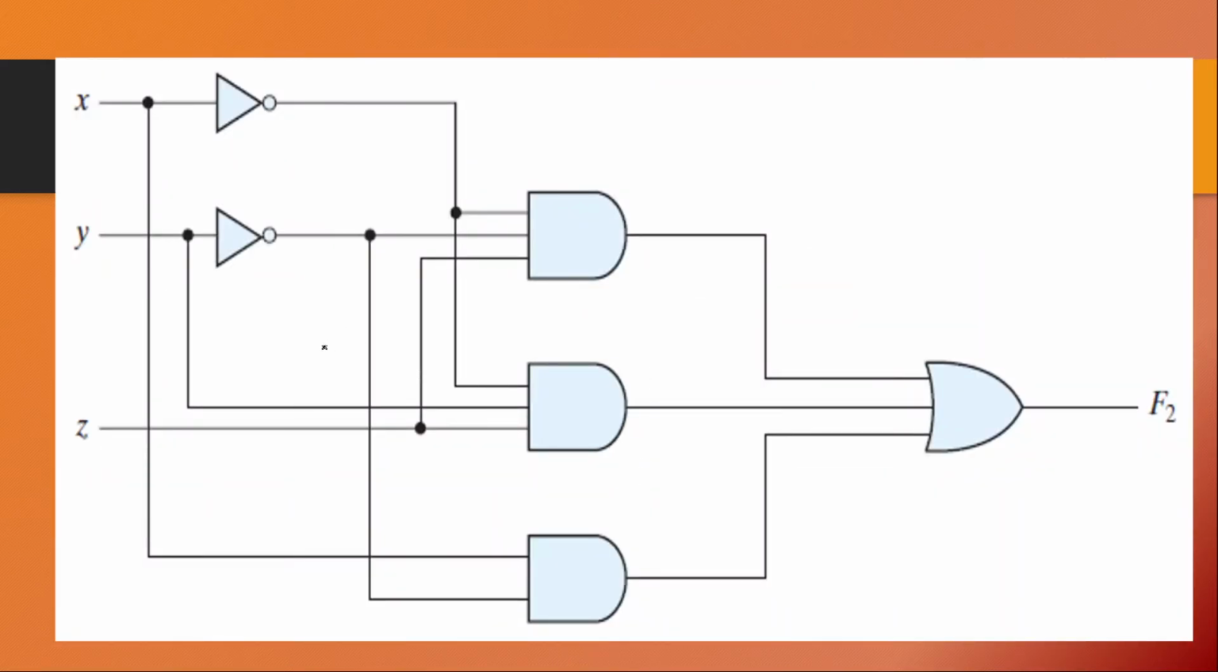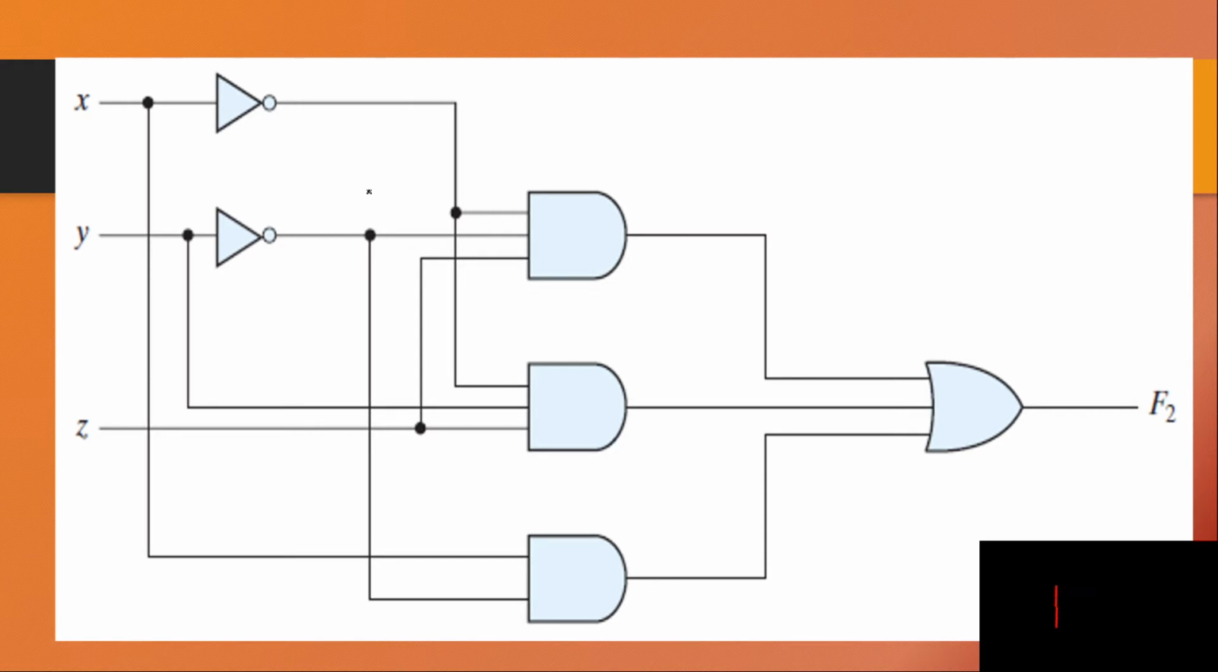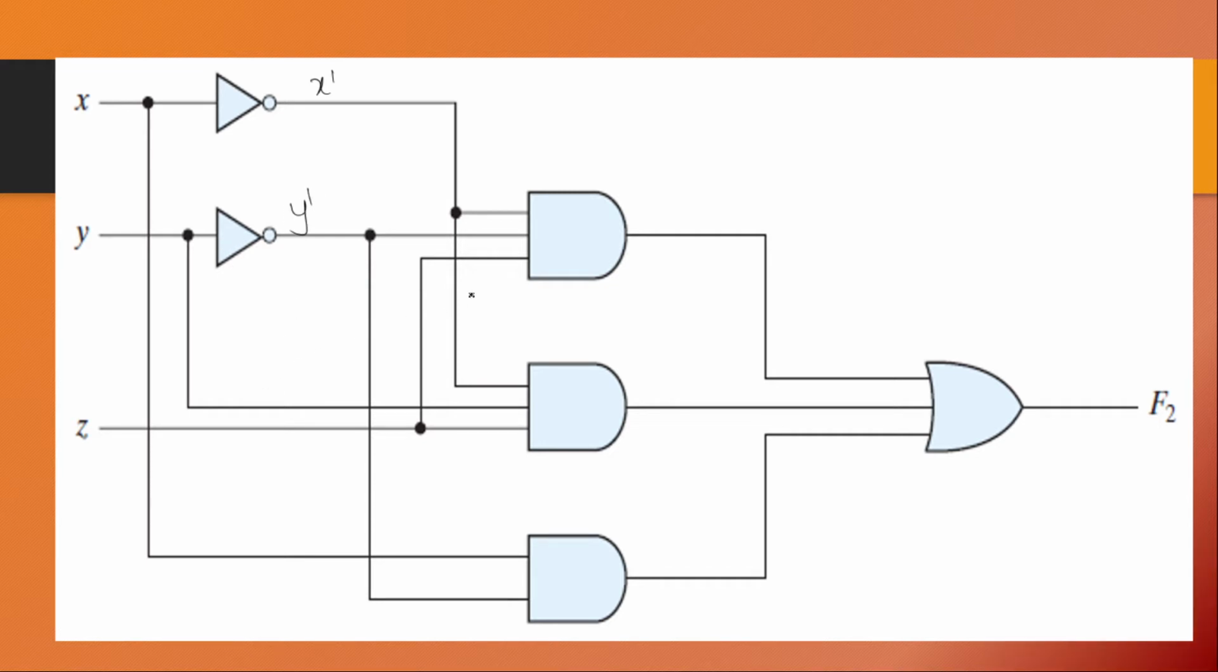We have a simple circuit here. So again, X is connected to a NOT gate. So the other end of NOT gate should be X complement. Y is connected to another NOT gate. So this should be Y complement. And Z is connected to an AND gate. We'll come back to that. Now coming to the first AND gate.